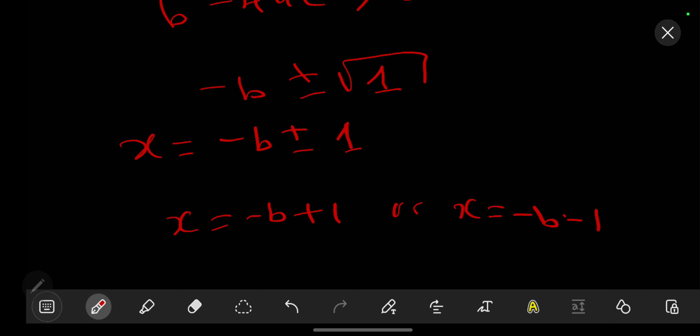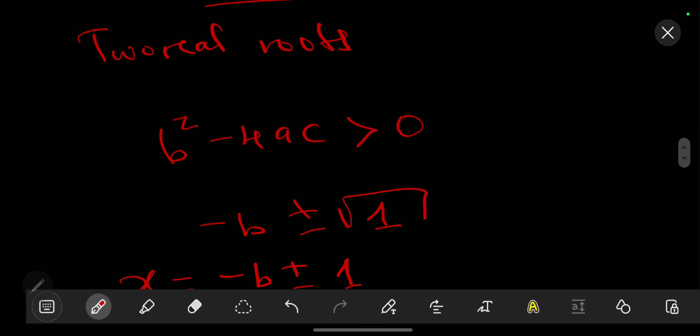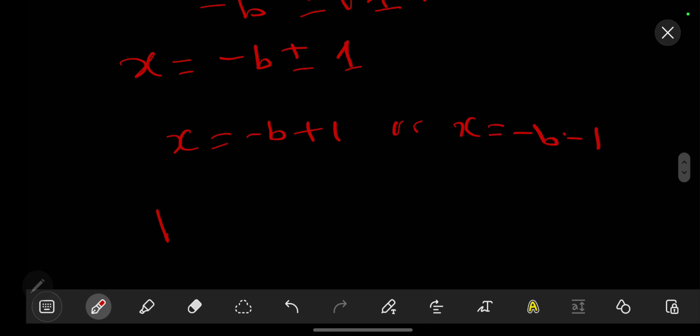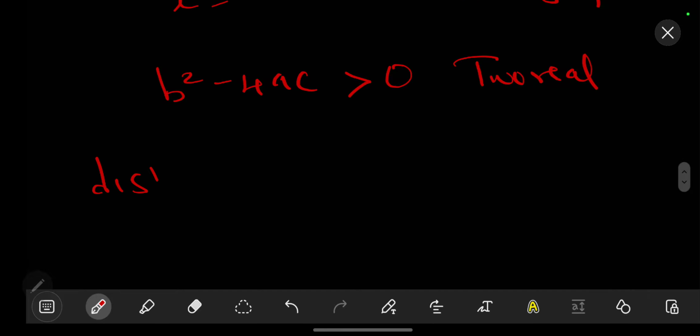So with that said, as long as the discriminant, which we have said is b squared minus 4ac, is greater than 0, then this means you have 2 real distinct, meaning different, roots. So you will have 2 different roots like that.